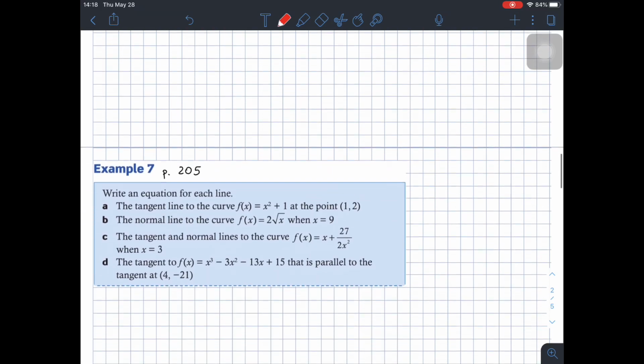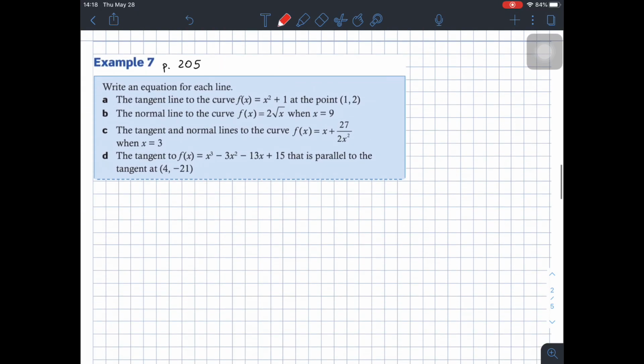So let's see. It says write an equation for each line, and in part A it says the tangent line to the curve f of x equals x squared plus 1 at the point (1, 2). Okay, so we're given the point already. We already know x, we already know y. This would be xo, yo, right?